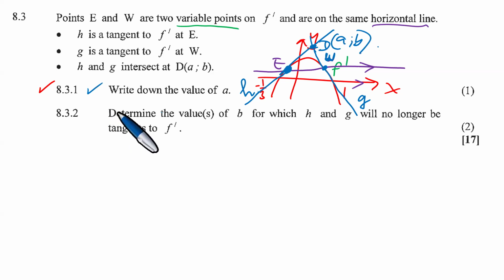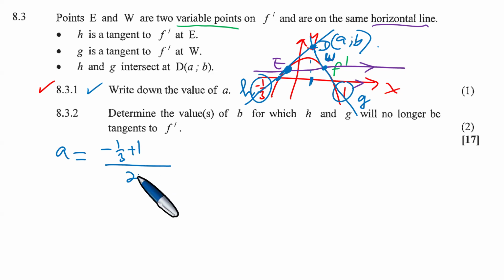Right, so obviously this point of intersection can be this one, which is minus 1/3 here, and this one is 1. So A is, this is a triangle, but this would be symmetrical, so the point in the middle here means A is minus 1/3 plus 1, divided by 2.